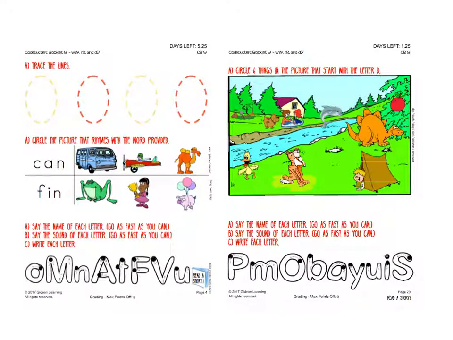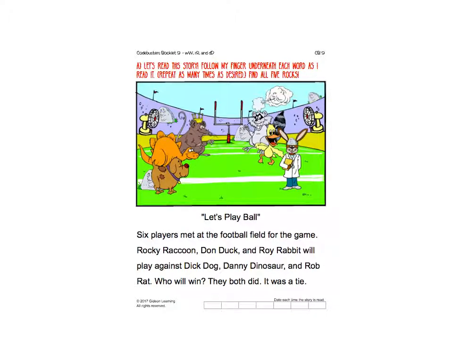Lastly, I want to draw your attention to the bottom of every fourth page, where you'll see a prompt to read a story with your student. So let's flip to the back of the book. The back inside cover will look something like this. Now, you don't have to use our story specifically, but we do incorporate a lot of the vocabulary and the sounds that your student is learning throughout the booklet. So let's start with the directions. Let's read this story. Follow my finger underneath each word as I read it. Repeat as many times as desired. Then your student can find all 5 rocks just for a fun activity.